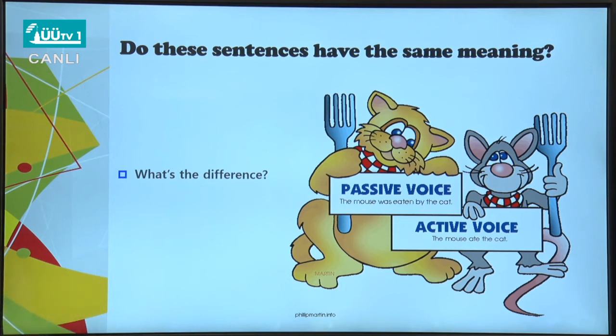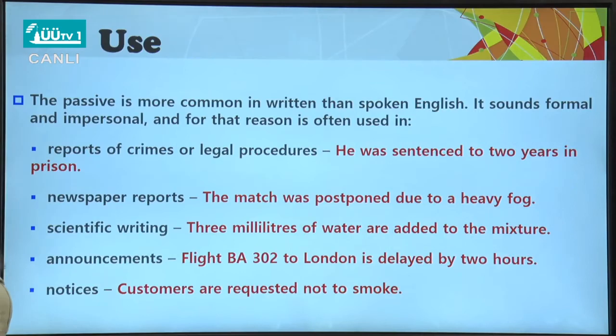How is it possible? But in the passive voice, the mouse was eaten by the cat. Did you see? So here it means that the cat ate the mouse. And you have to pay attention to the subject and the object of your sentences in order to avoid misunderstanding.